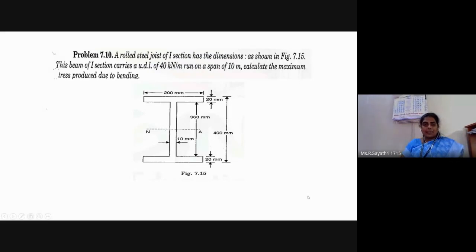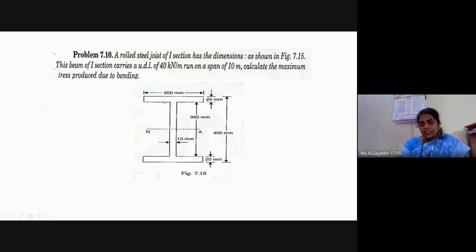Okay, today we will discuss bending stresses on this I section. It has two flanges of length 200 mm. The total height of this I section is 400 mm. The flange depth is 20 mm. The web length is 10 mm. This I section carries a uniformly distributed load of 40 kN per meter run on a span of 10 meter.